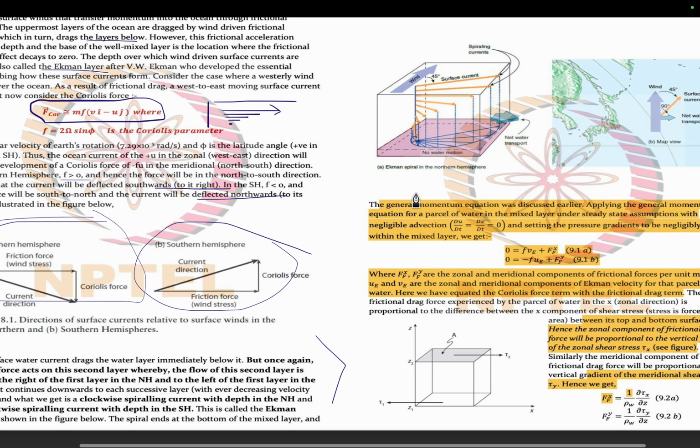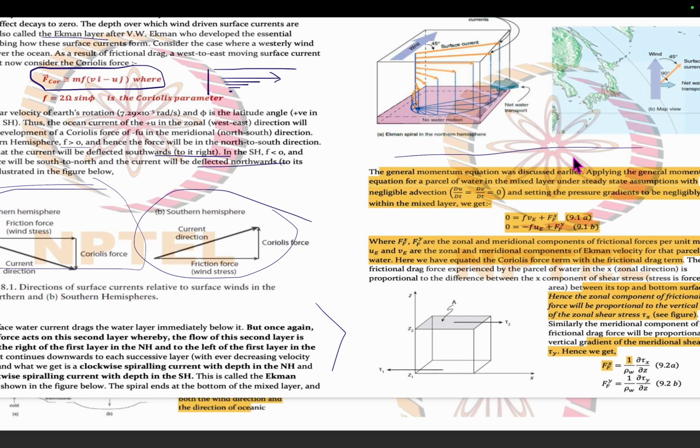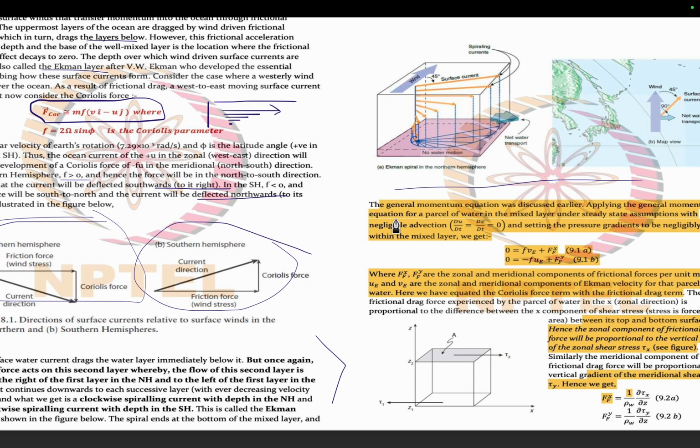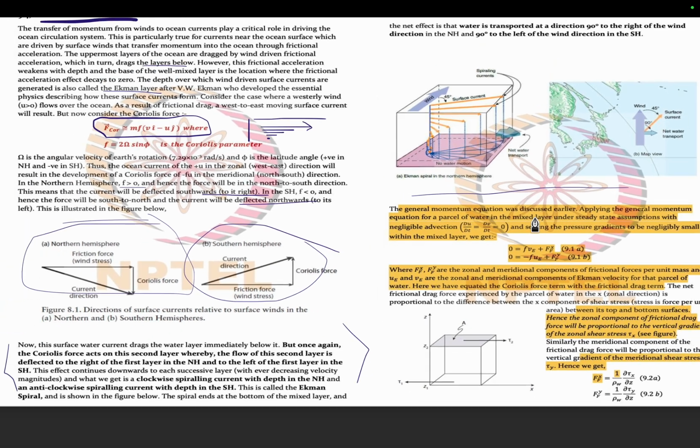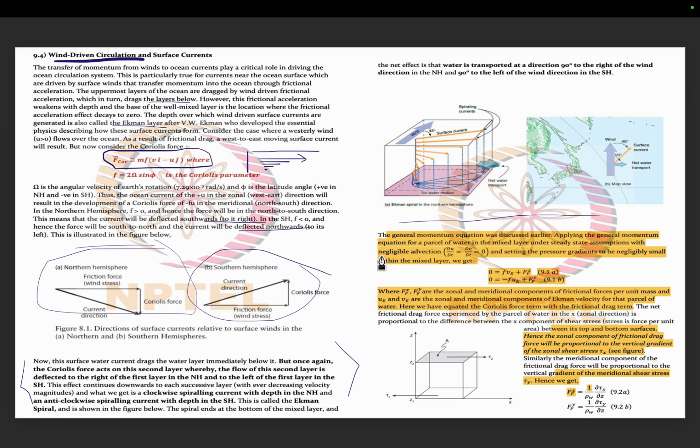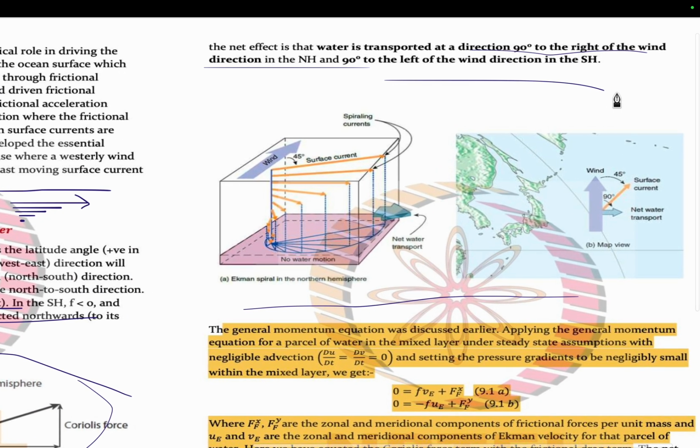You have seen the Ekman spiral plot in the northern hemisphere, and it deflects any ocean current in the clockwise direction. This spiral ends at the bottom of the mixed layer, where the contribution of this frictional force drops to 0, and the net transport of water is at 90° to the right of the wind direction in the northern hemisphere and 90° left of the wind direction in the southern hemisphere.